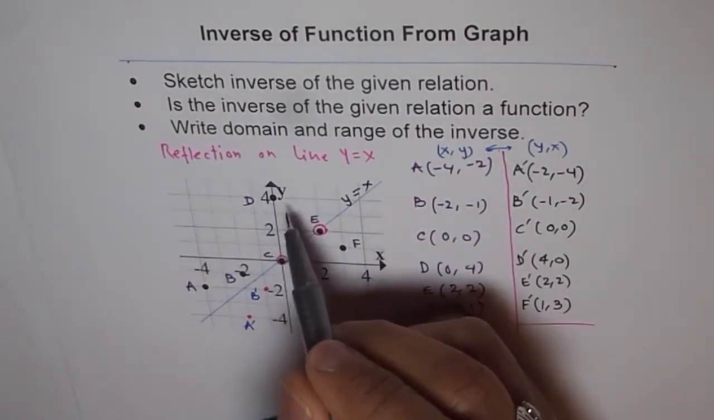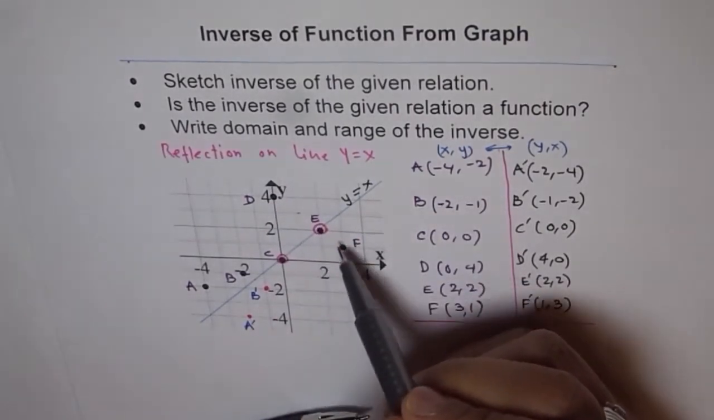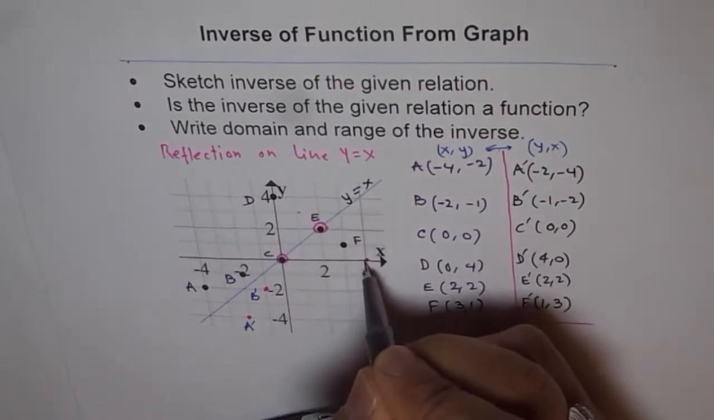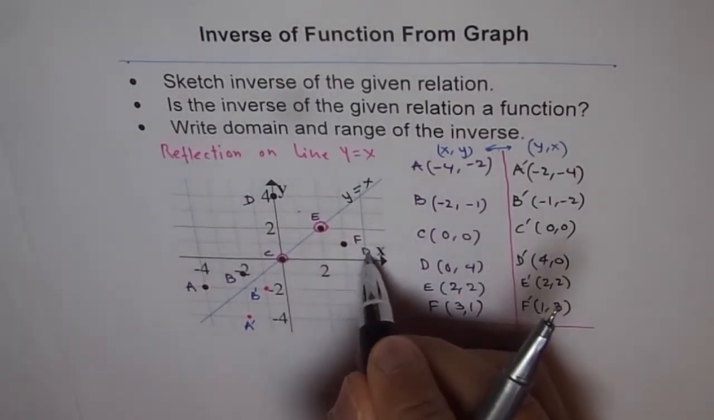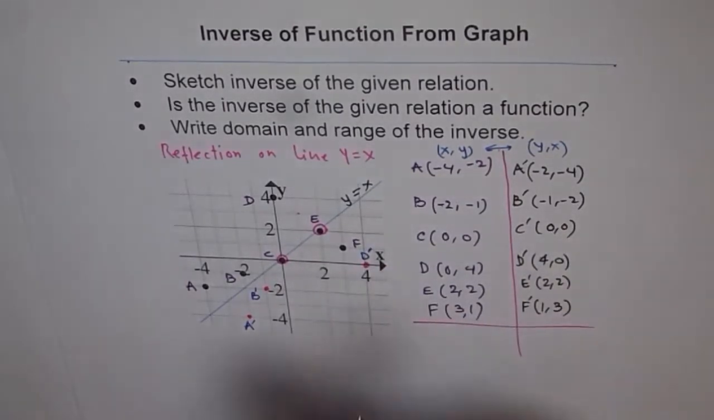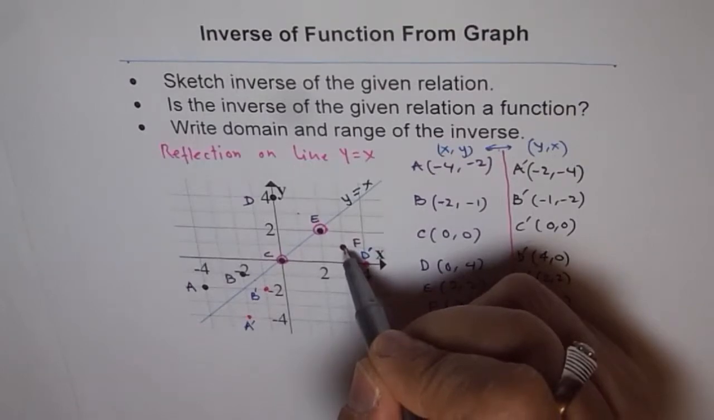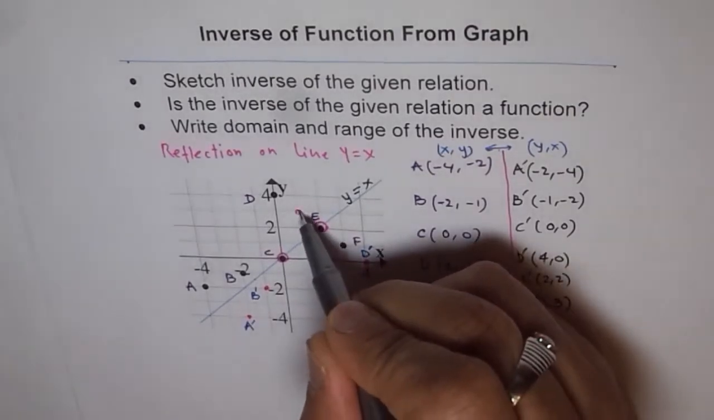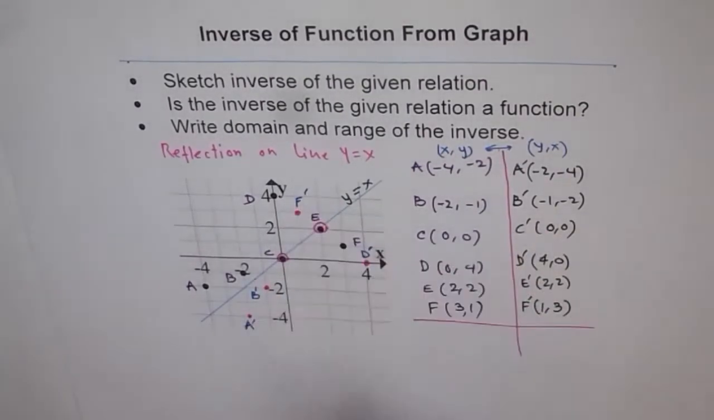As far as D is concerned, if you see one diagonal, two diagonals, so that becomes the new location for D, and I will write that as D dash. Now E remains there. For F, it is one unit here, so it will be reflected and it will reach this place, and that will be the coordinate for F dash.